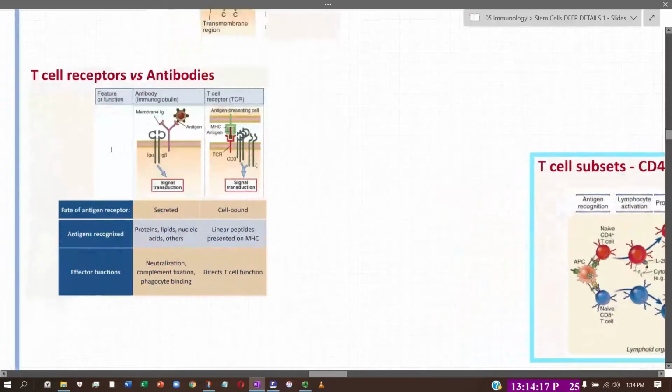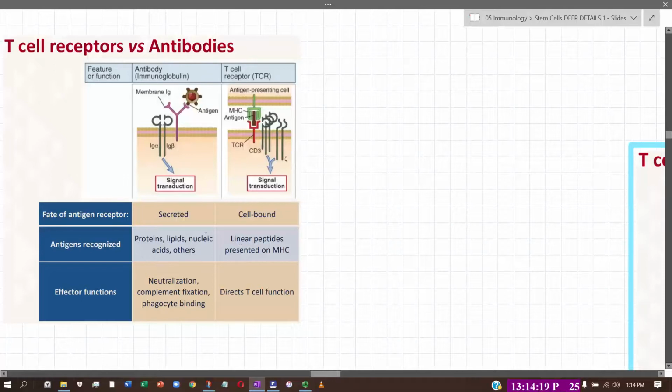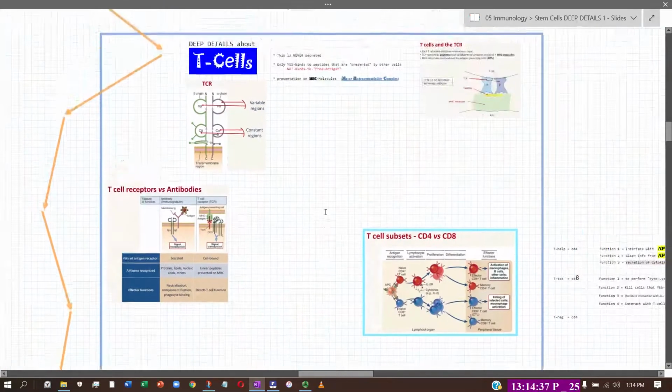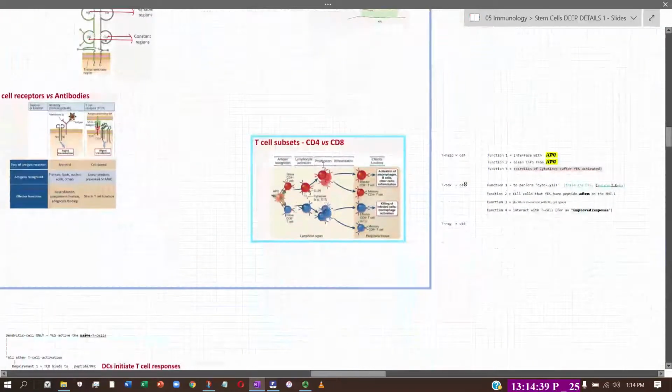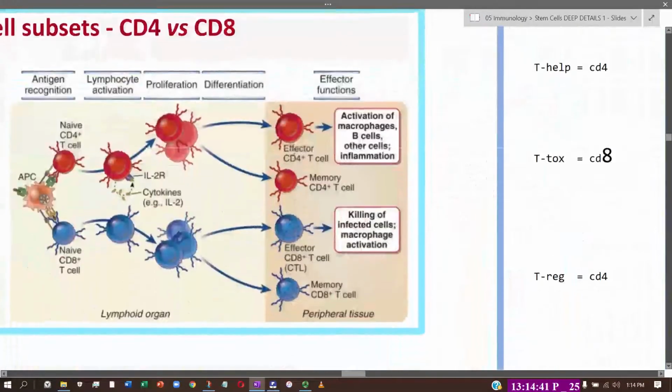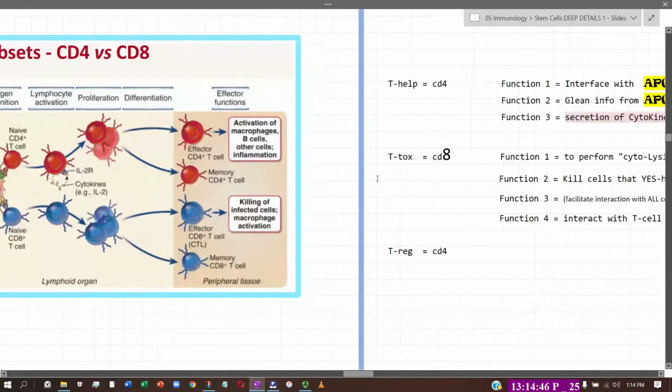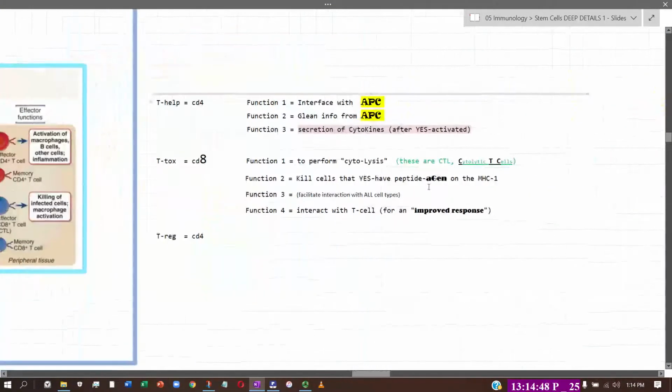Okay, cool. This is a nice summary of T cell receptors, TCRs, versus BCRs. Antibodies do get secreted, as noted here, versus the TCR not getting secreted, it just remains cell bound on the membrane of T cells. So there's that information, and then there's T cell subsets, CD4 versus CD8. Some information. And here is this table about subsets of T cells.